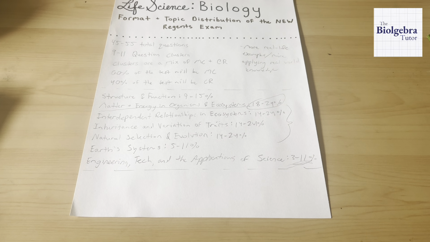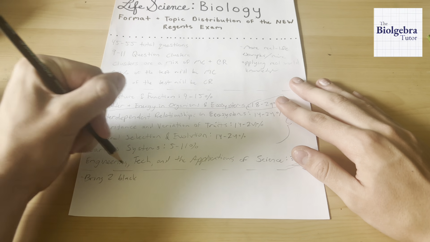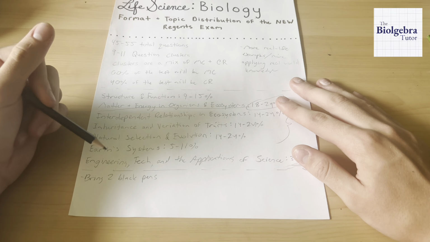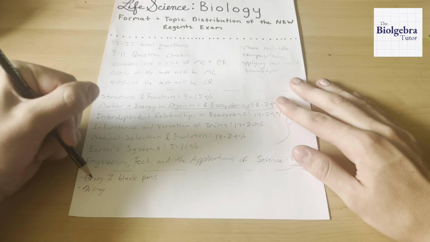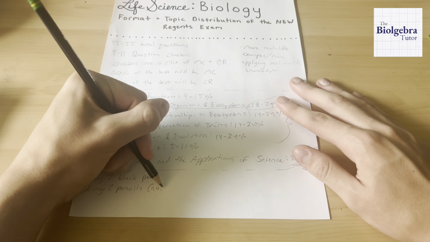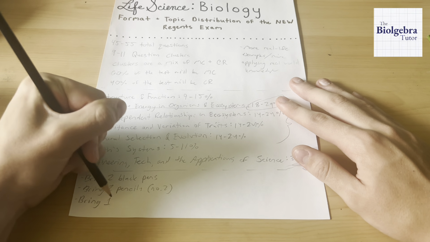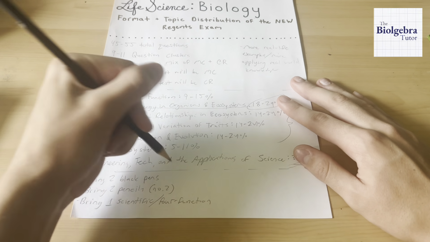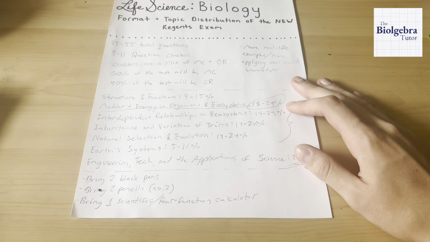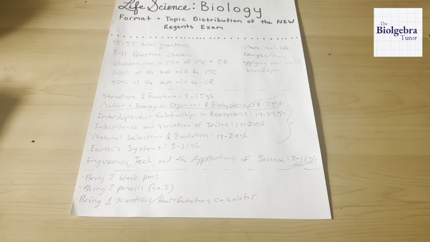Now, just for basic Regents things, you should bring 2 black pens. All of your constructed response has to be in black pen. You should bring 2 pencils. They must be number 2 pencils. You should bring 1 scientific, or it's called 4-function calculator, just in case you have to do a small little calculation. However, there's no graphing calculators allowed. Even if you clear the RAM, clear all the memory, you still cannot use it.